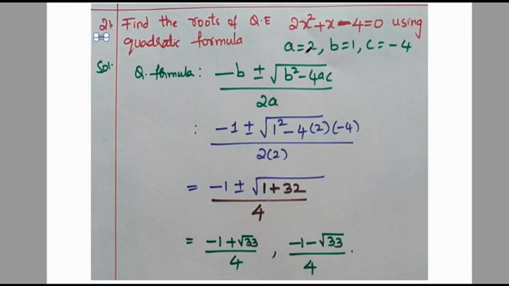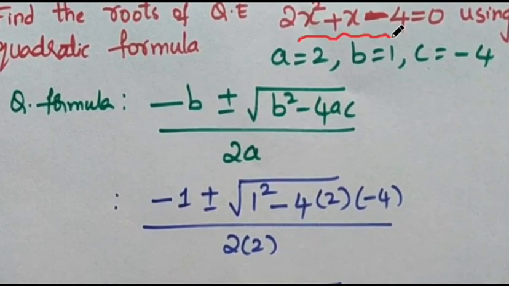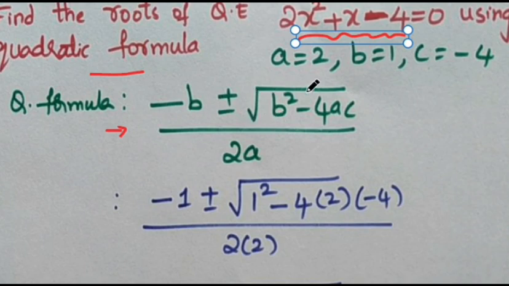21st problem. Find the roots of the quadratic equation 2x square plus x minus 4 is equal to 0 using the quadratic formula. Quadratic formula is minus b plus or minus root over b square minus 4ac, by 2a.